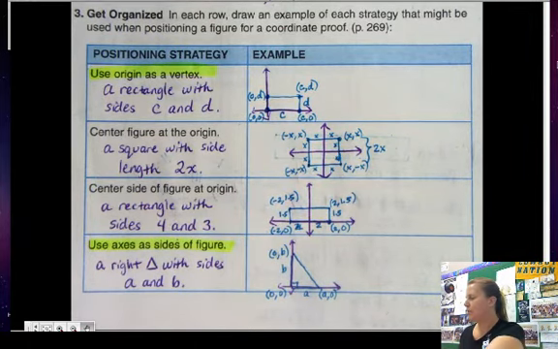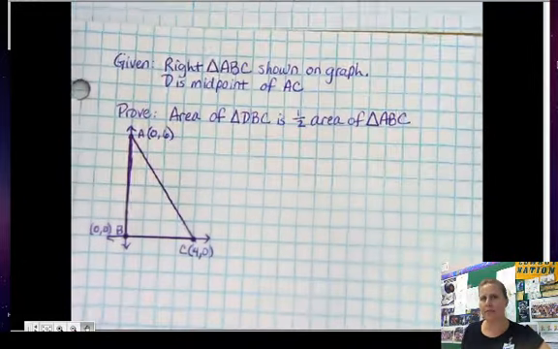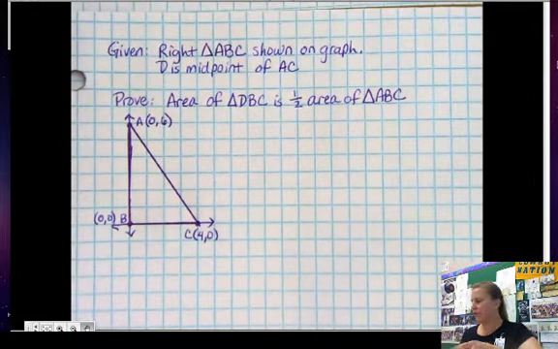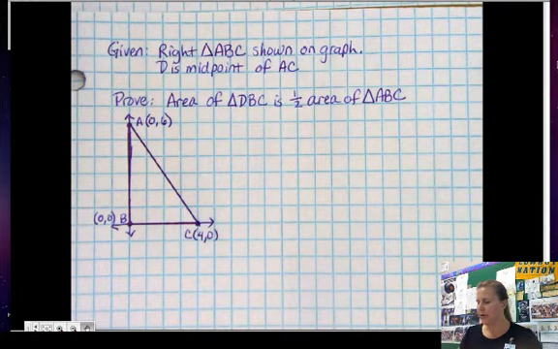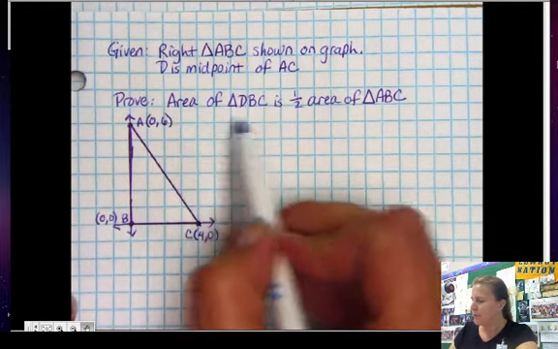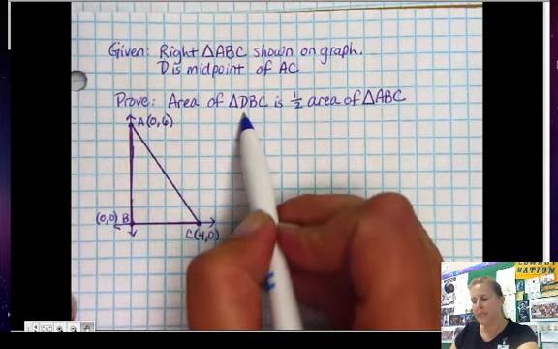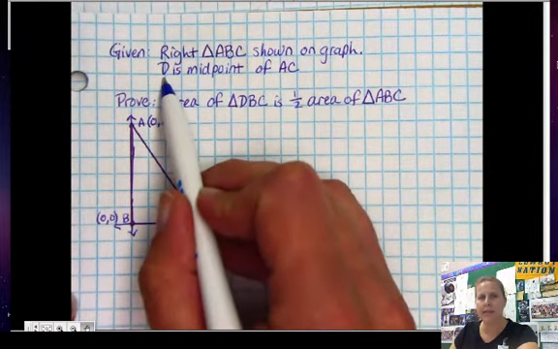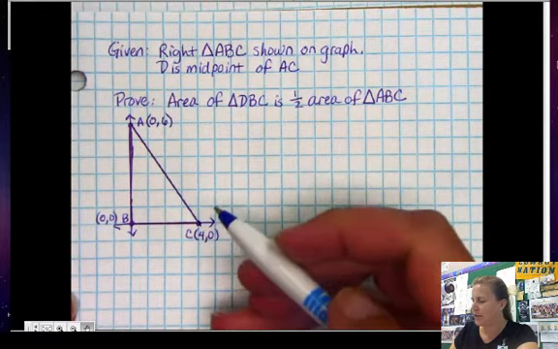So let's do a coordinate proof. I have a coordinate proof here all ready for us. And what we're going to do is we're going to take a look at what we want to prove. So we want to prove the area of DBC. Now we don't have a D yet. We need to find it first. So that'll be our first step.